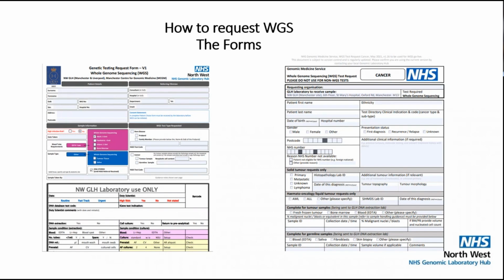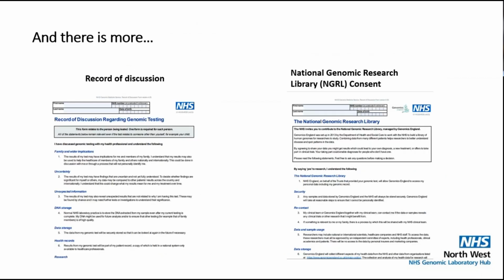So how do you request whole genome sequencing? It needs essentially 3 different forms. The form on the left is the form that accompanies the sample. So it's the same form that accompanies the fresh tissue sample, the tumour sample, and the blood sample. We then have a test request form, which indicates what test and what indication the sequencing is for, and then there's a record of discussion that needs to be completed with the patient as well.